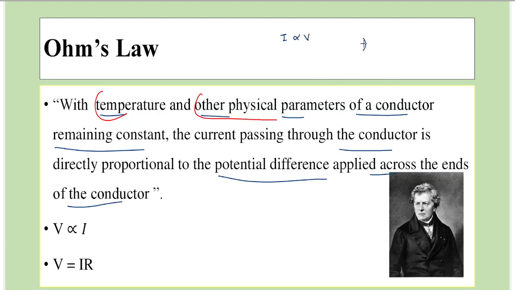For example, if we take a conductor where we have 2 points, let the potential at this point be called V1. At this point, let it be called V2. If we assume that V1 is more than V2, then current will flow from this end to this end. Let us call that current I. Now this current is directly proportional to the difference in voltage. That is what the law is telling us. If we call that difference V, this is the law.